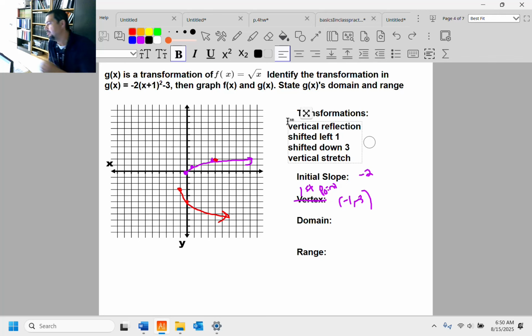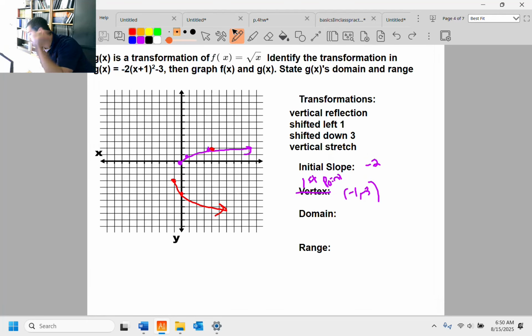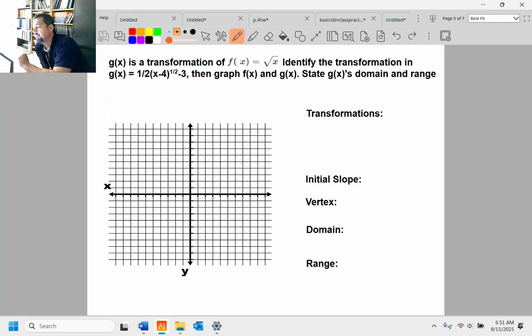Domain and range now. This one is different. The domain here, we shifted left 1. And then we run rightwards to infinity. The range, it actually rises from infinity, and it stops at -3. There you go. Easy peasy lemon squeezy.